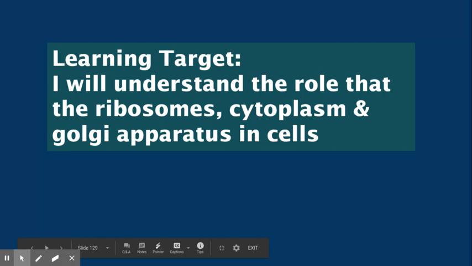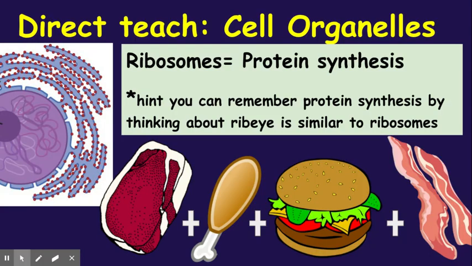All right, so that kind of covered what we did yesterday. But today we're going to talk about the ribosomes, the cytoplasm, and the Golgi apparatus in cells. All right, so the ribosomes make proteins. A lot of times you'll see them attached to the endoplasmic reticulum, which if you look to the left, is that blue stuff coming off the nucleus. The red dots are the ribosomes. They can be free floating. They're not all attached to the endoplasmic reticulum, but a lot of them are.